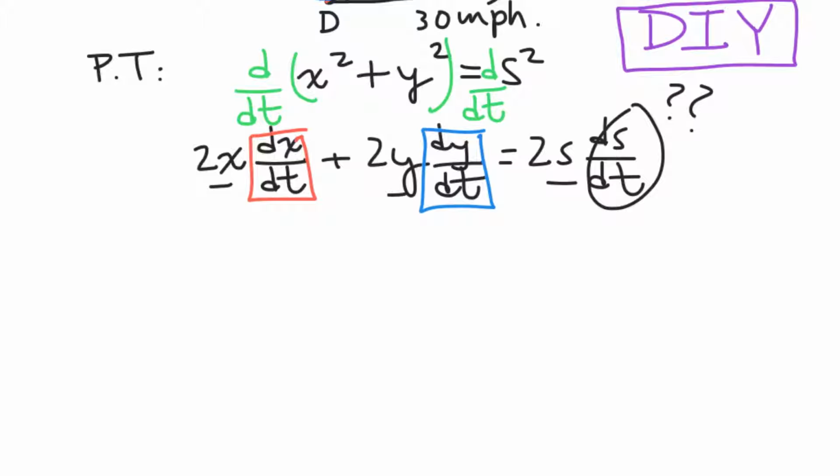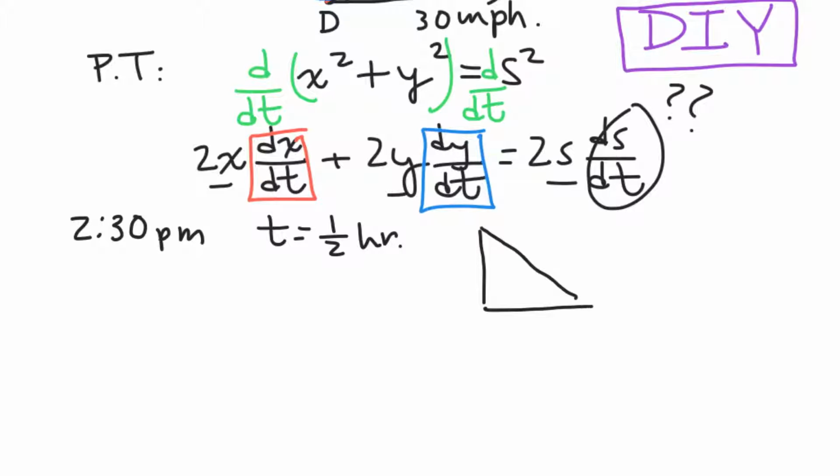So at 2:30 p.m., what's happening? Well, that means that t is equal to 1/2 hour because Allison and John left Danny's at 2 o'clock. So we need to know what this right triangle looks like when t is equal to 1/2 hour.